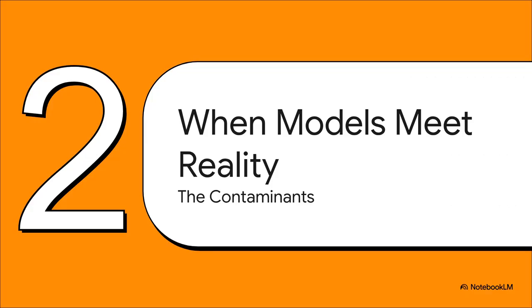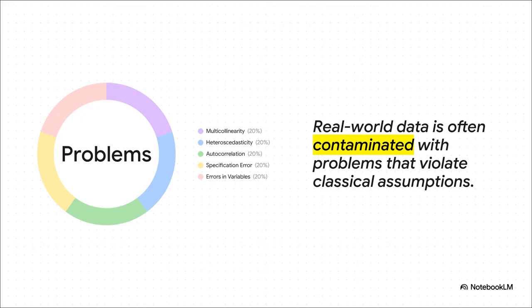Yeah, as you probably guessed, the real world is almost never perfect. Our data is often, let's say, contaminated with problems that break those classical assumptions. And when that happens, the reliability of our results is suddenly under threat. And here are the usual suspects. While there are a bunch of potential problems that can pop up, for your ISS syllabus and for our roadmap today, we're going to focus on three of the biggest contaminants you'll run into: multicollinearity, heteroscedasticity, and autocorrelation.